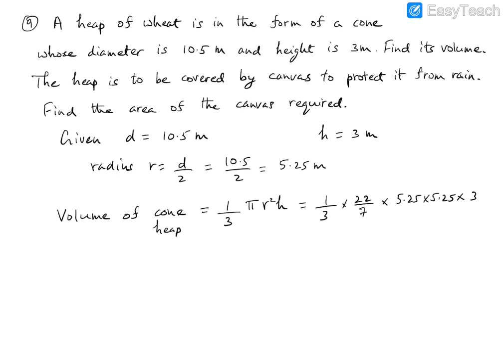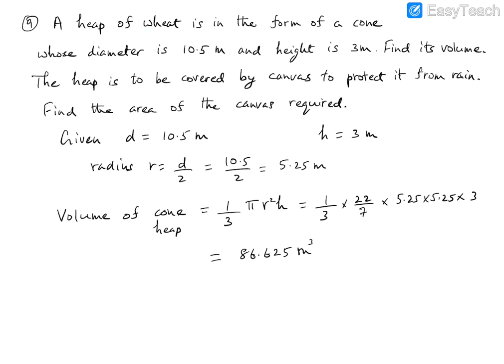So we can go ahead and simplify this calculation. We can perform all these multiplications and we will get the value of the volume as 86.625, and since it's volume, the unit is meter cube because all the dimensions are given in meters. So we have computed the volume of the conical heap of wheat.